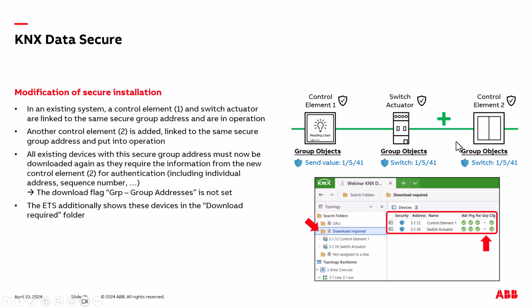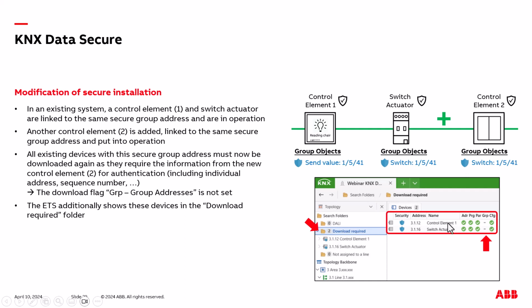The actuator knows only the individual address of this device and only the sequence number of this device for sending the telegrams. So we have to download again all existing devices which are linked with the same group address as our new device. The ETS helps us. When you go in the ETS to the view search folders, we have a subfolder, download required. In this folder you can now see two devices, our control element and our switch actuator.